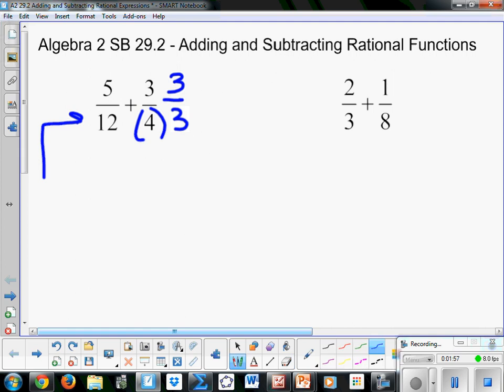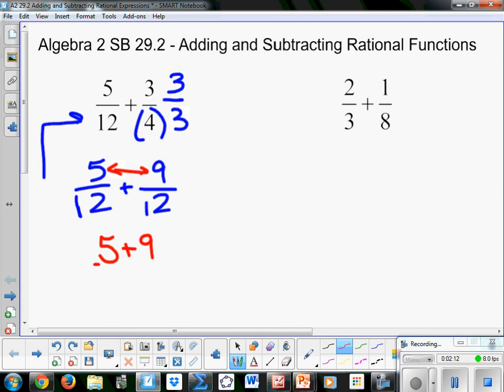I'm going to multiply across like we do with our fractions, and I'm going to get 9 over 12 plus 5 over 12. Well, now that I have my common denominator, I just add my numerators. Okay, so this is like 5 plus 9 over 12. And that gives me 14 over 12. And since we have to simplify, 7 over 6.